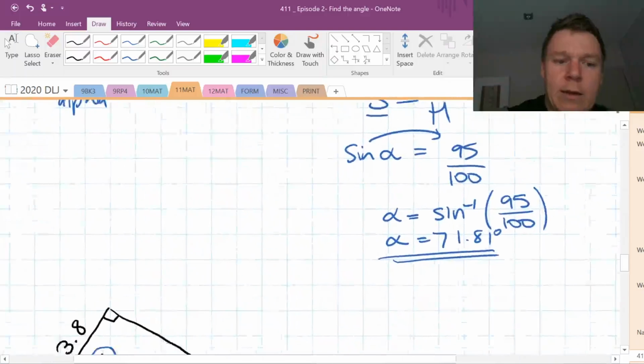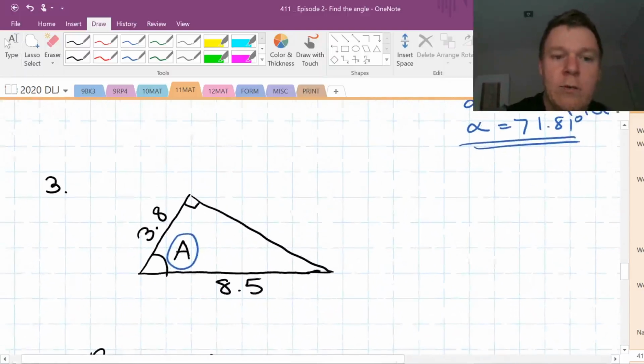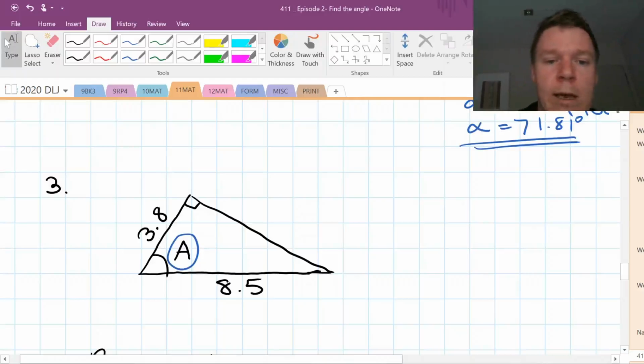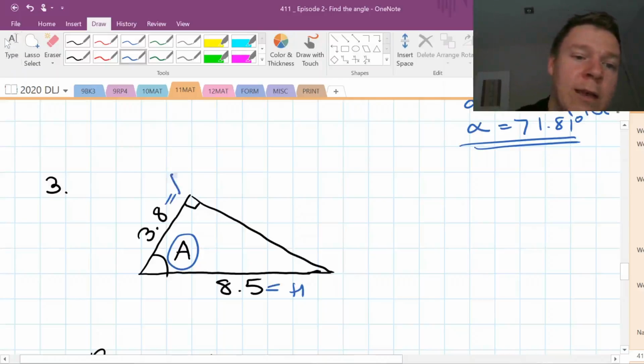Okay, one last question, and you've probably got the hang of it by now. This is probably going to be a cos one because I wanted to go through all three. We are given the hypotenuse and we are given the adjacent side. You can see how this could be confusing. So this is the angle and this is the adjacent.